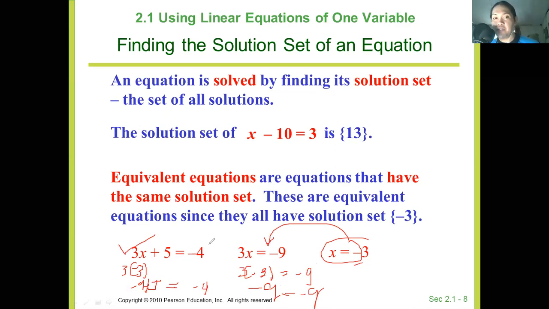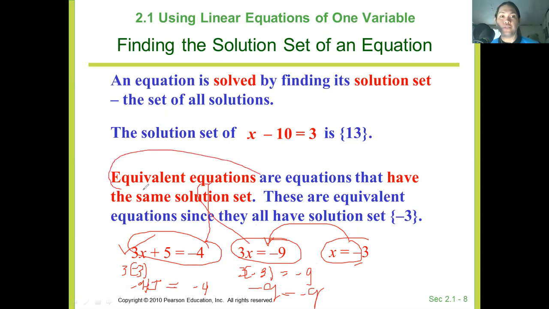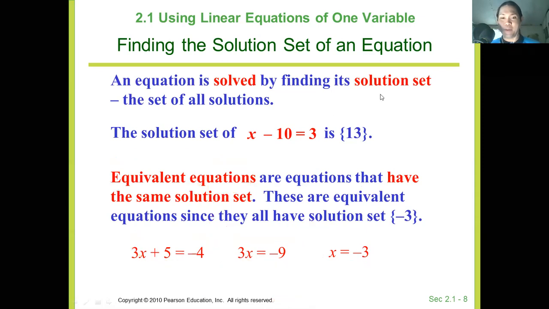So meaning to say, 3x plus 5 is equal to negative 4 and 3x is equal to negative 9. Both of these two equations are what we call equivalent equations. Why? Because they have the same solution set. So I want you to remember that one. It's easy to remember, right?